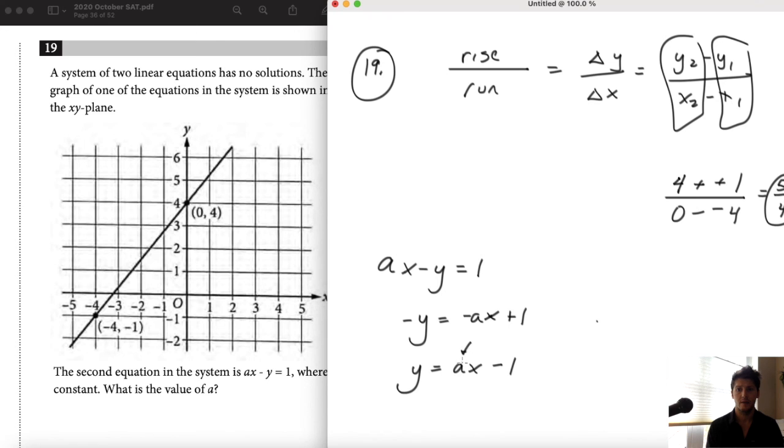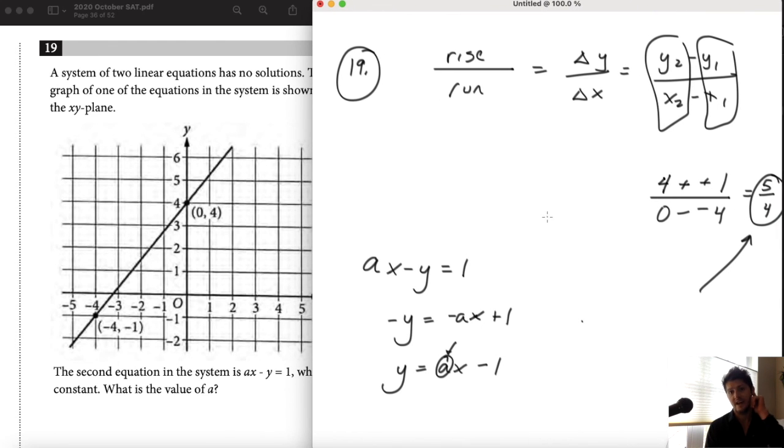Well, if they're parallel lines, they have the exact same slope. So my value of a is 5/4. Right? It would be an equation with the exact same slope and a different y-intercept. The original y-intercept was a 4. Our y-intercept would be -1, and it would just be a parallel line sort of running from -1 parallel to this other line.